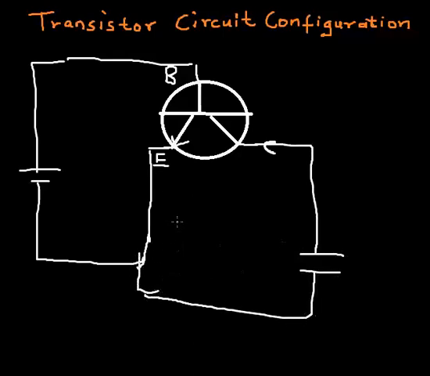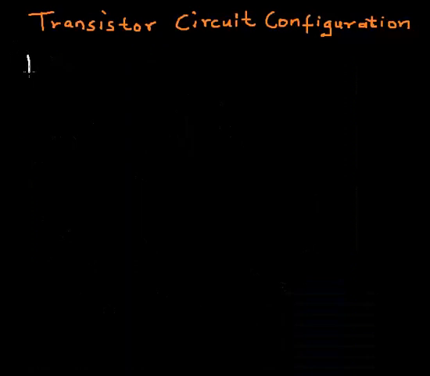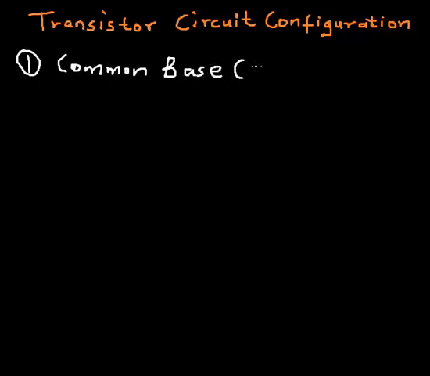So a transistor can have different configurations depending on the kind of result you want to get out of it. We are going to be looking at the different circuit configurations of a transistor, and the parameters that we need to evaluate for each configuration. We have three configurations. Number one, we have the common base configuration, abbreviated as CB.